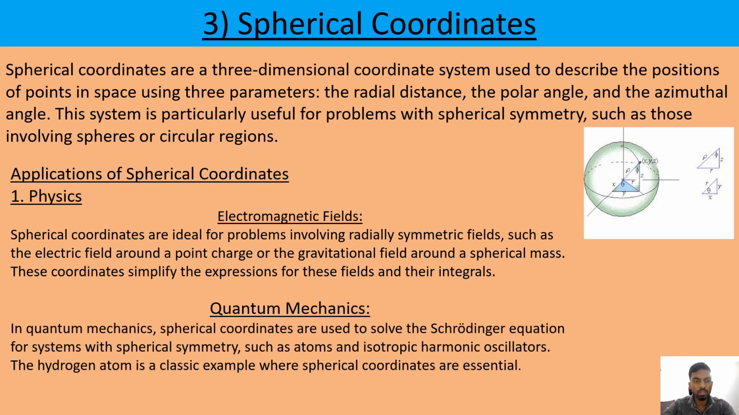Applications of spherical coordinates in the field of physics. Electromagnetic field. Spherical coordinates are ideal for problems involving radially symmetric fields, such as the electric field around a point charge or the gravitational field around a spherical mass. These coordinates simplify the expressions for these fields and their integrals. Quantum mechanics. In quantum mechanics, spherical coordinates are used to solve the Schrödinger equation for systems with spherical symmetry, such as atoms and isotropic harmonic oscillators. The hydrogen atom is a classical example where spherical coordinates are essential.